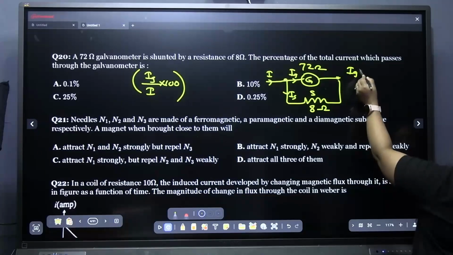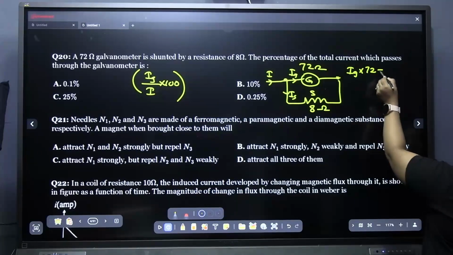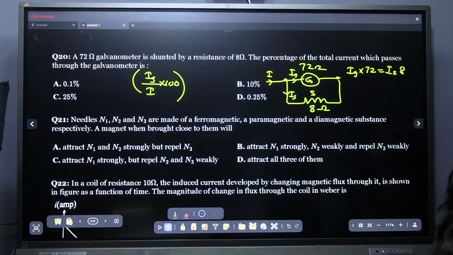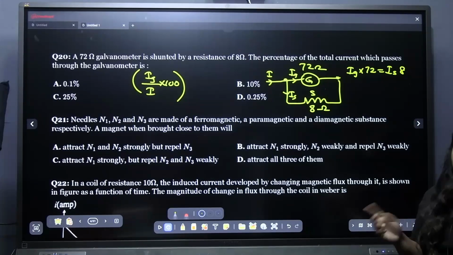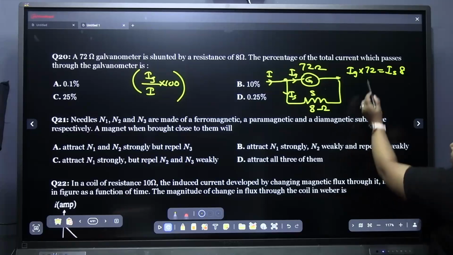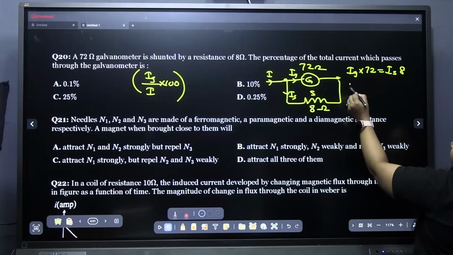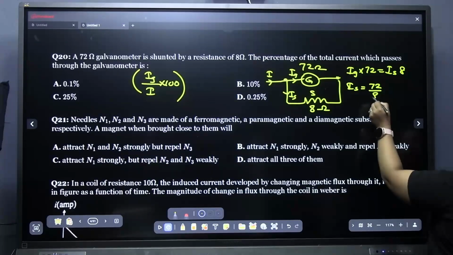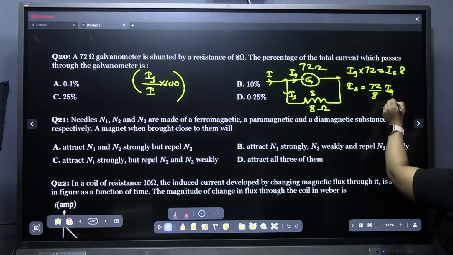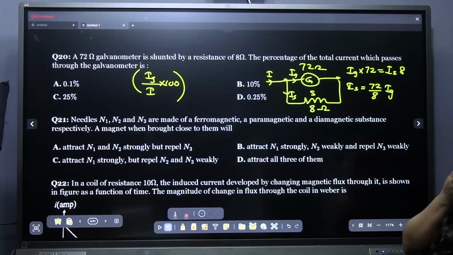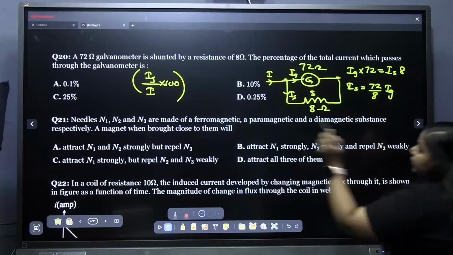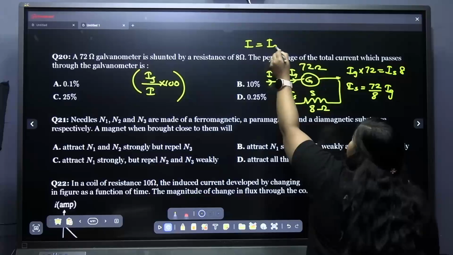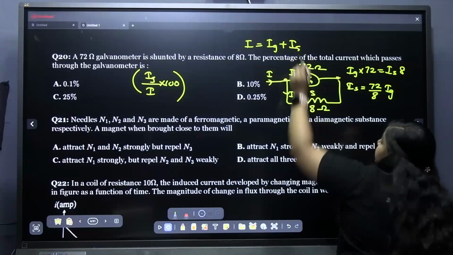So Ig into 72 should be equal to Is into 8. Potential should be same, IR should be same. From this we can substitute that Is equal to 72 by 8 into Ig. Another equation we should know is I equal to Ig plus Is.